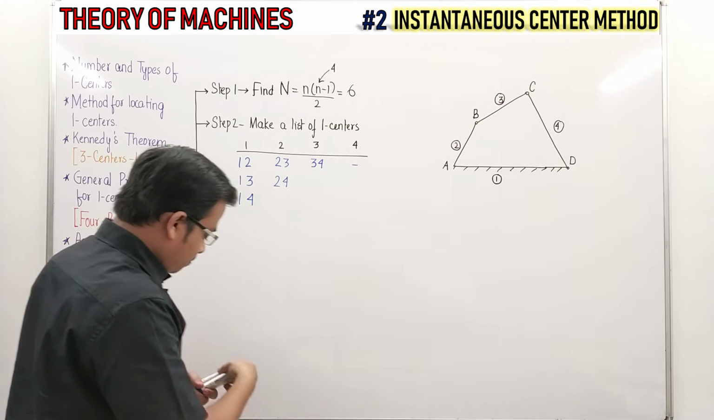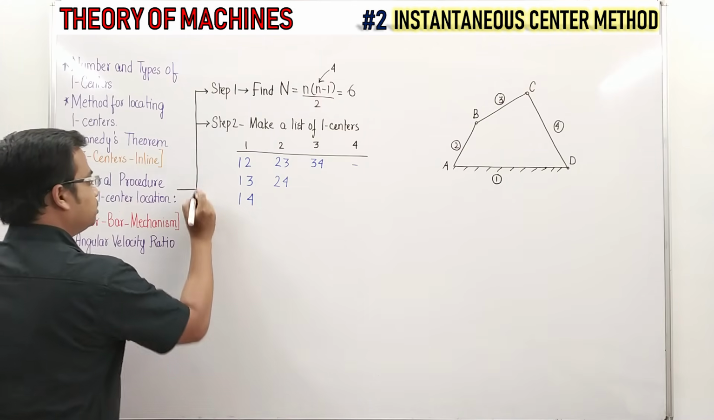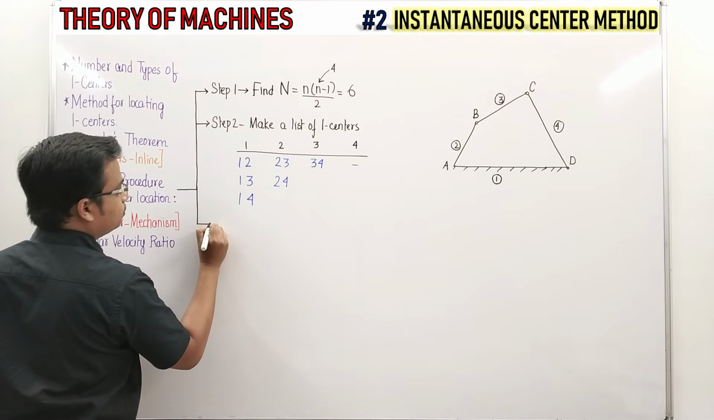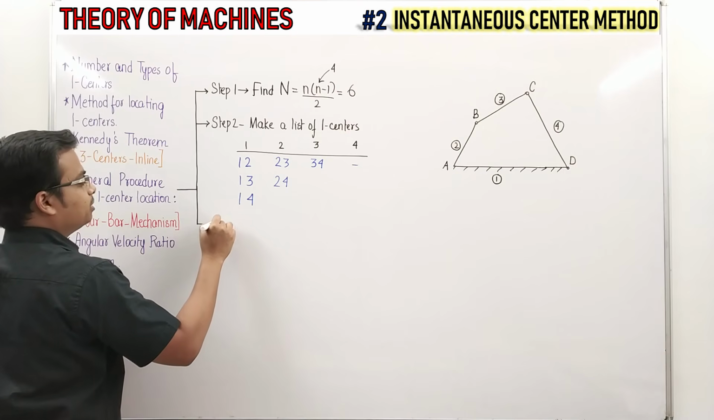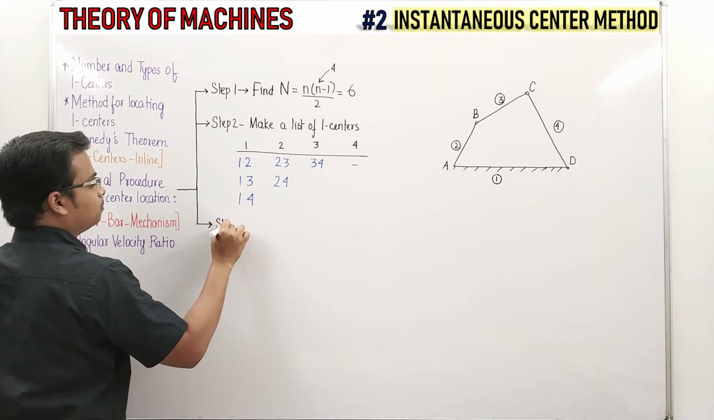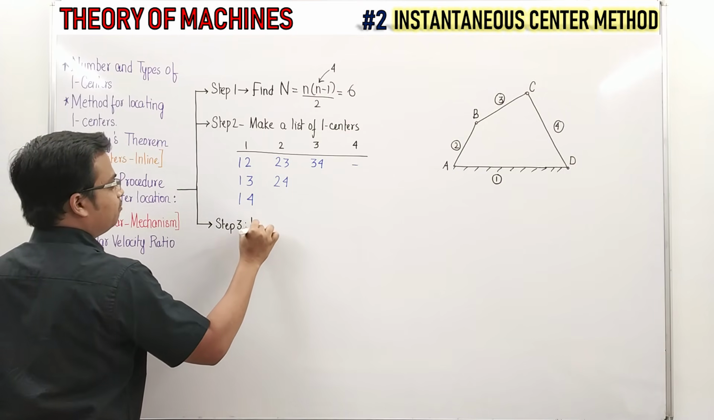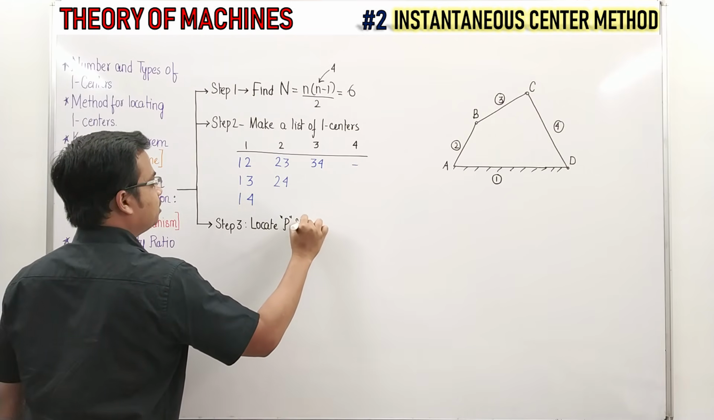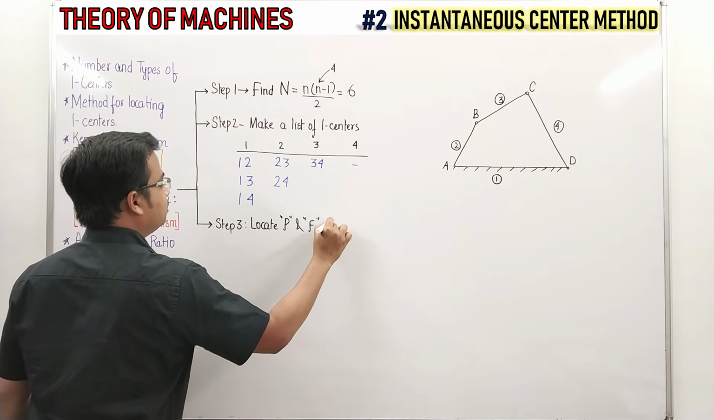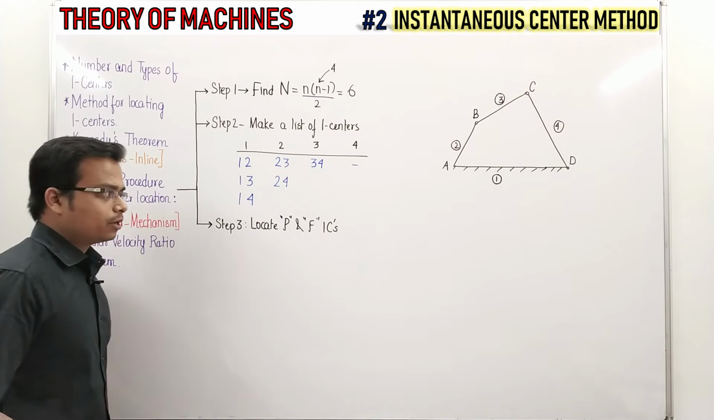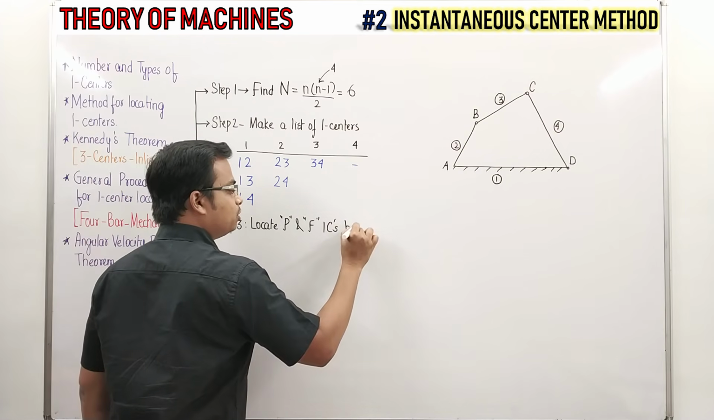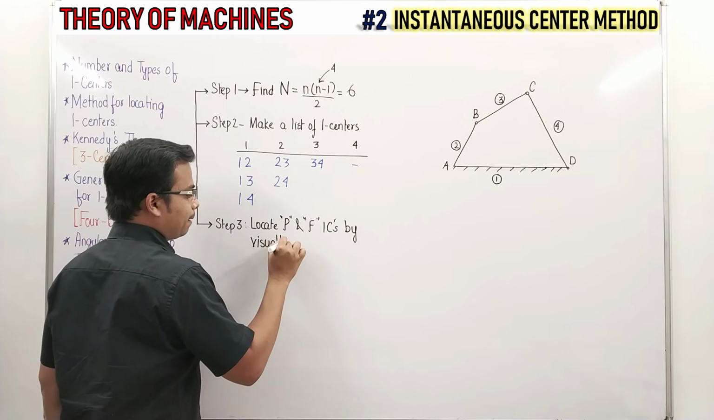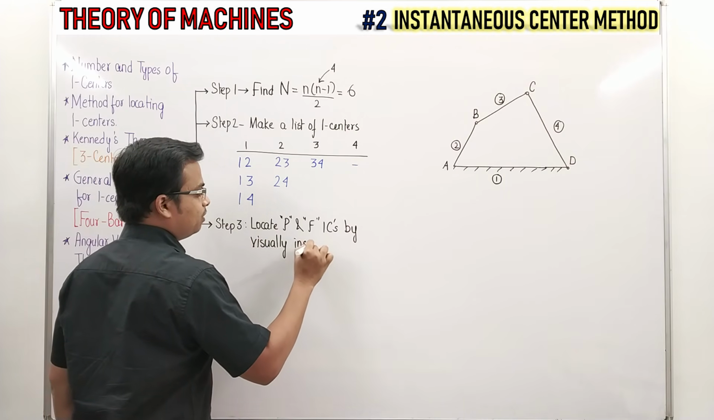Okay, fine. In step 3, what you need to do is locate the permanent I centers. Not permanent, but fixed ones. Let's start with step 3. Locate permanent P and fixed F I centers. Shortcut. Okay. How? By visual inspection. By visually inspecting. This is fairly easy.